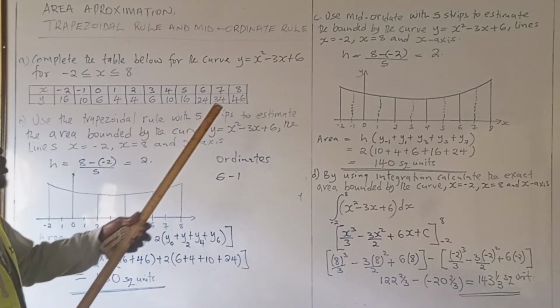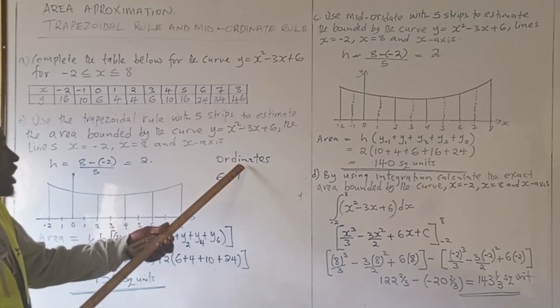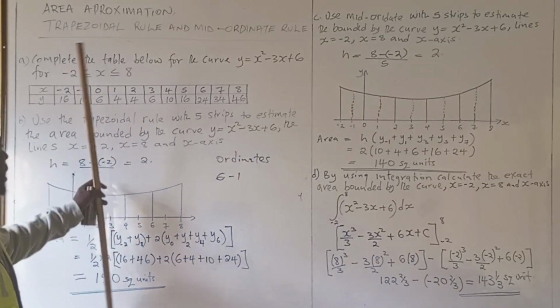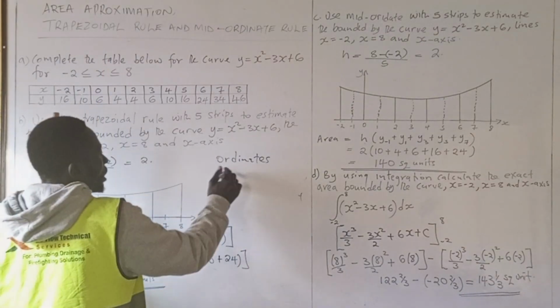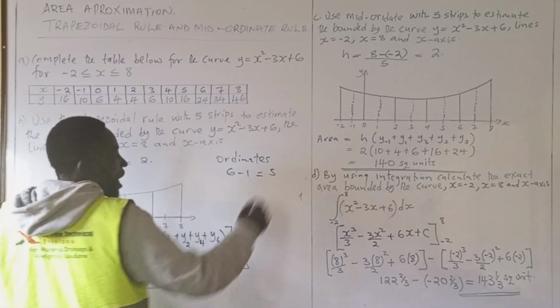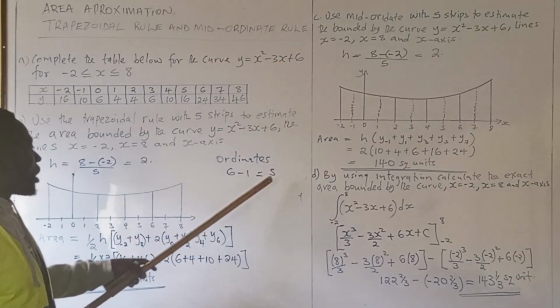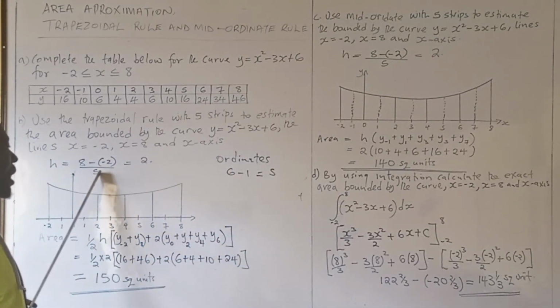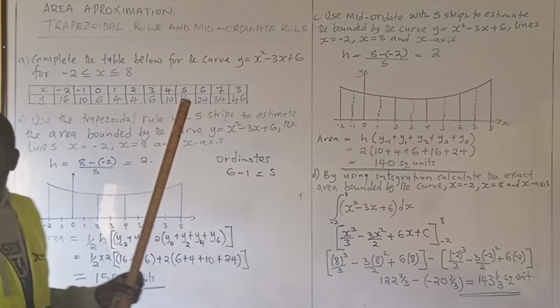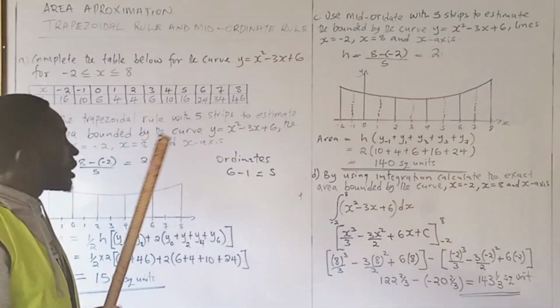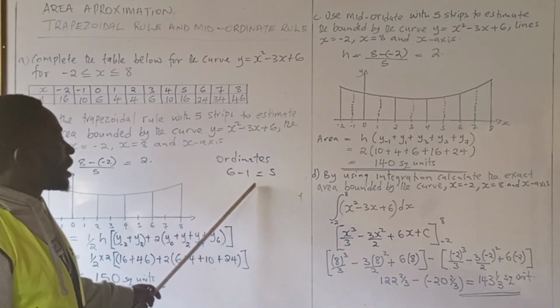So sometimes you are told to use ordinates. When you use ordinates, how do you get h? 6 ordinates, you subtract 1, you get 5 strips. So with 5 strips, you will divide this way. So you can convert the ordinates into strips by subtracting 1.